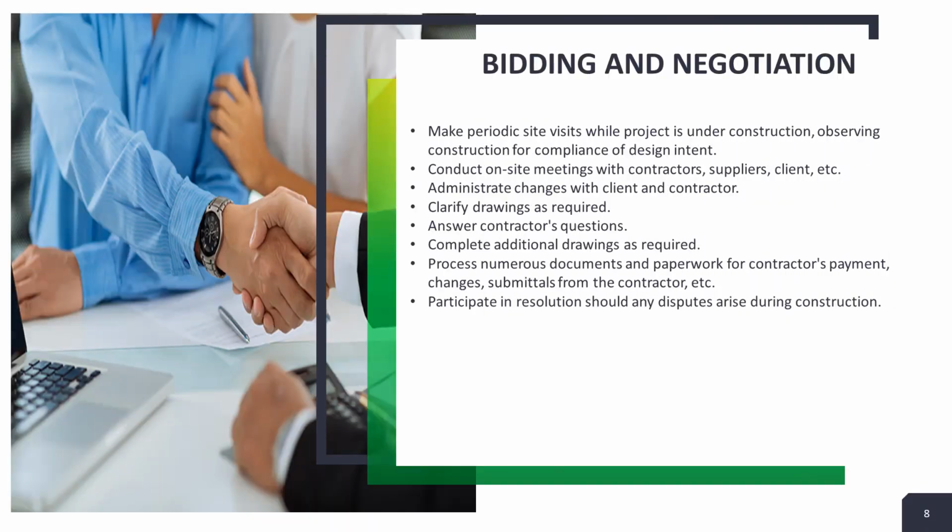The next stage is bidding and negotiation. Once the documents are completed, project is put out to bid. A contractor is selected and a construction contract is drawn up between the contractor and the client. The architect is the client's representative. Again, the architect works closely with the owner and the contractor at this point.